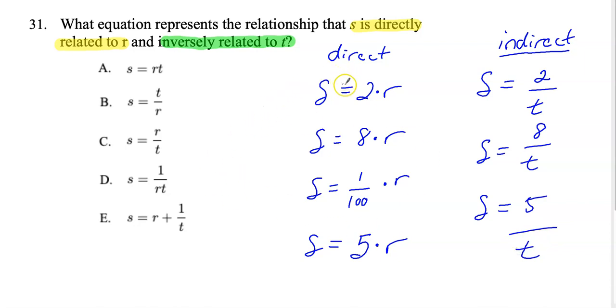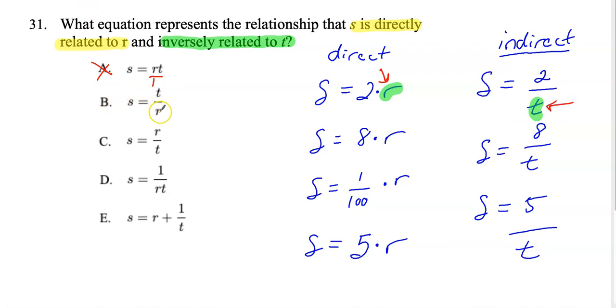What you should notice is with direct relationship, the R is on top. We're using multiplication right here. But with indirect relationship, we're using division, and the T is on the bottom. So the T is on the bottom on all of these, and the R is on the top. Which one has an R on the top, where it's in the form S equals R on the top and T on the bottom? Which one? This one, R and T are both on the top, because I could put a 1 down here if I wanted to. I could put a 1 right here. So this doesn't work. I need the R on the top and the T on the bottom.